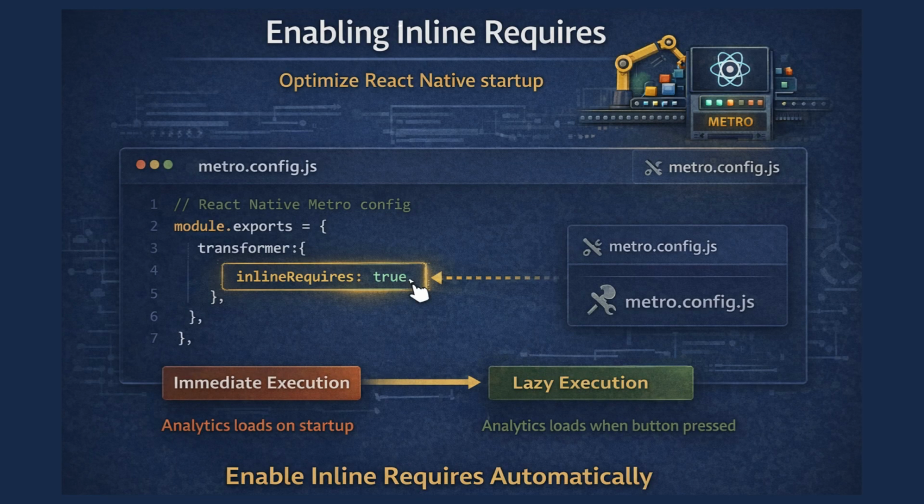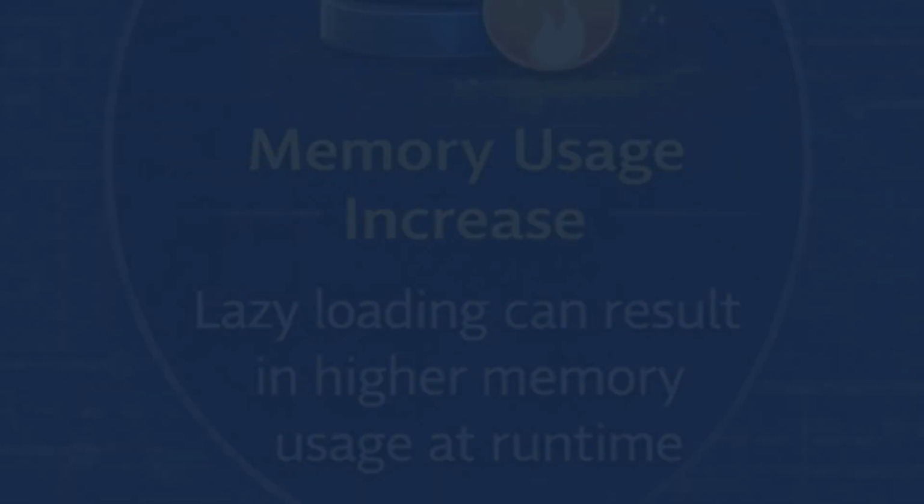Just open your Metro configuration, that is metro.config.js. Inside that, write inlineRequires: true under transformer exports. Now Metro automatically converts many imports into inline requires. You get startup performance improvements automatically.